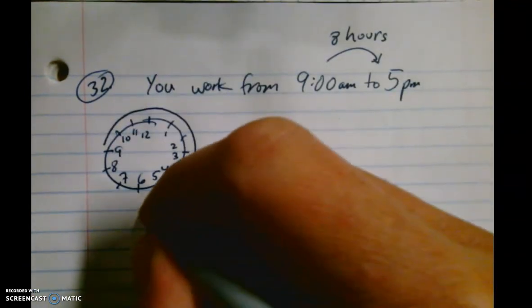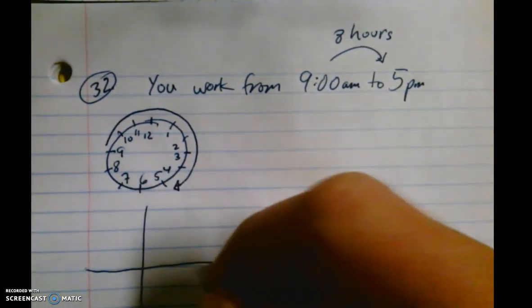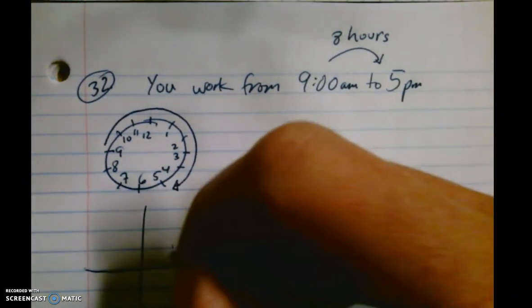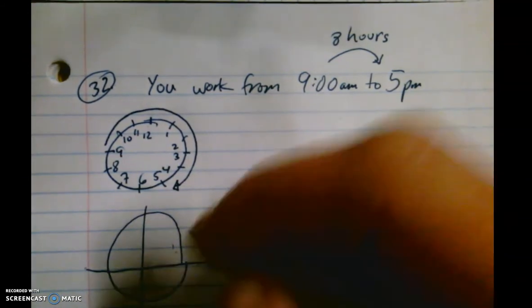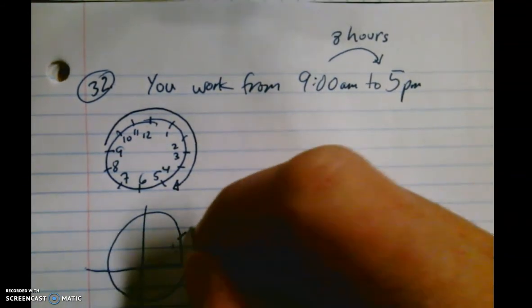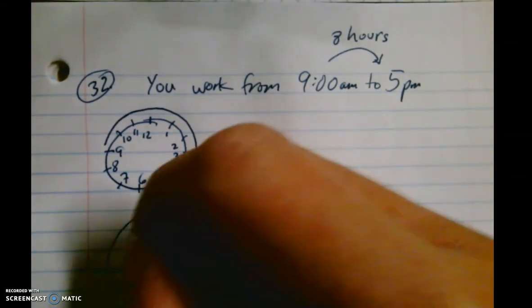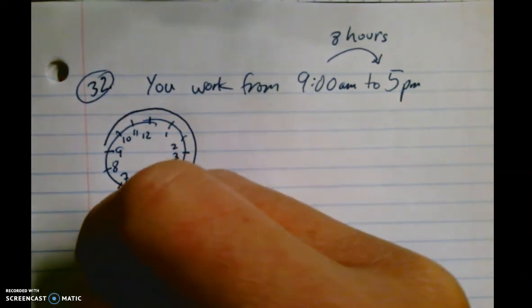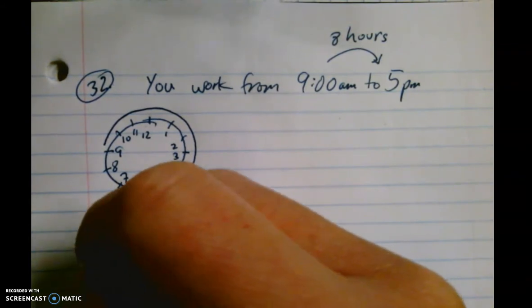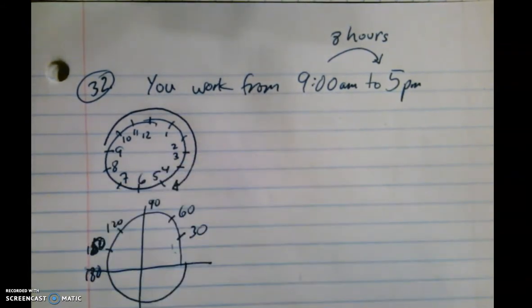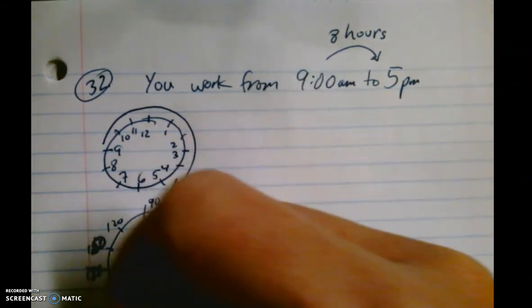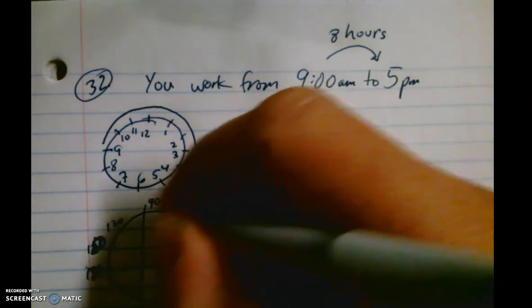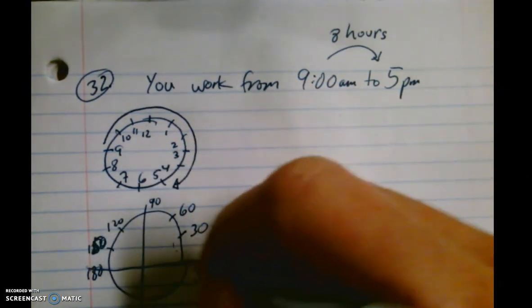Well, it turns out we've already done this. We've already done this with the unit circle. That's a badly drawn unit circle, but okay. 30, 60, 90, 120, 150, 180, and so on and so on. If you went by 30s, there are 12 30s to get to 360.